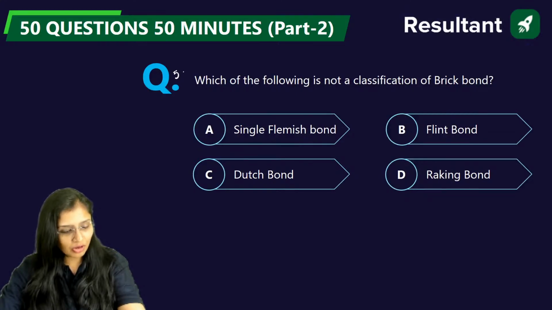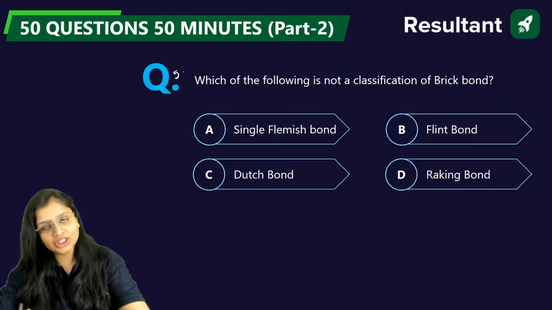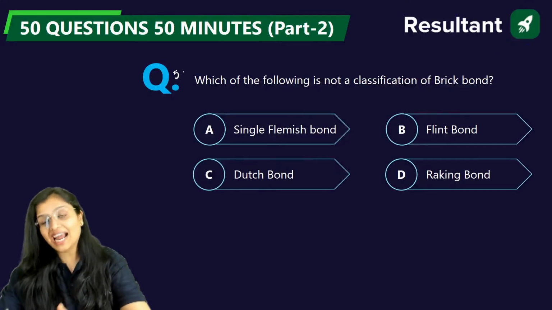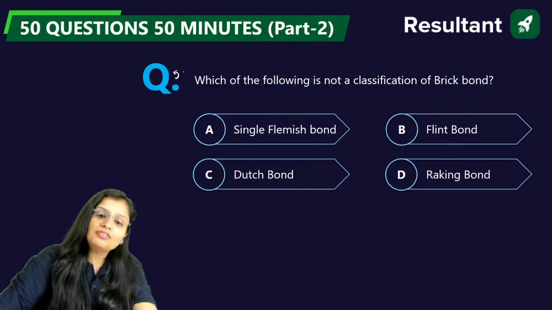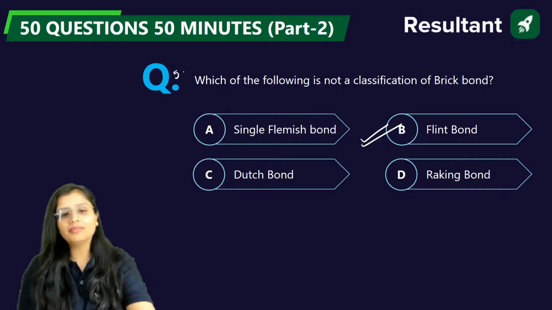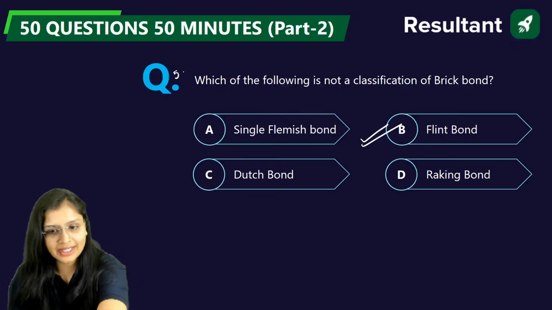See, whether you say wrong, but at least you should answer. So, which of the following is not a classification? Single Flemish bond is the classification, Dutch bond is the classification, racking bond is the classification, but flint bond is not the classification of brick bond. Clear? Now, moving to the next question.